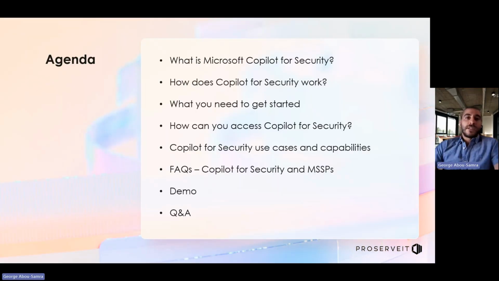All right, as for the agenda today, first we're going to start off by explaining what is Microsoft Copilot for Security. There's a lot of different AI tools out there. We want to help you understand what is Copilot for Security and its benefits. Then we'll talk a little bit about how Copilot for Security works. I'll let you know high level how it works, and then we can dig a little bit deeper throughout this webinar as we'll talk about the different security products that it can integrate with as well.